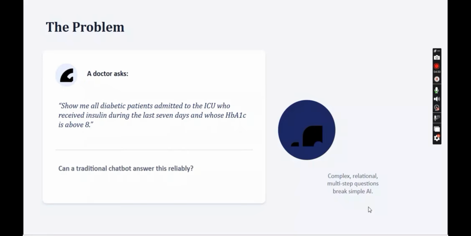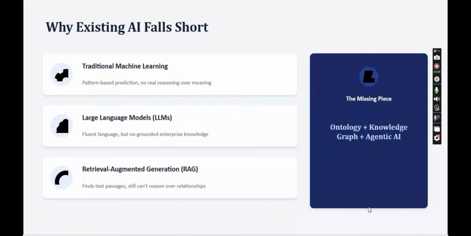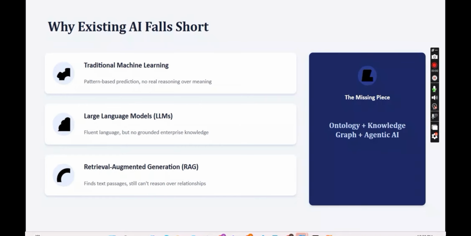Let's look at how AI systems have evolved. The first generation of AI applications relied purely on machine learning. They performed classification, predictions, clustering. They worked well for structured numerical data. The second generation introduced large language models. Now machines could understand and generate human language.